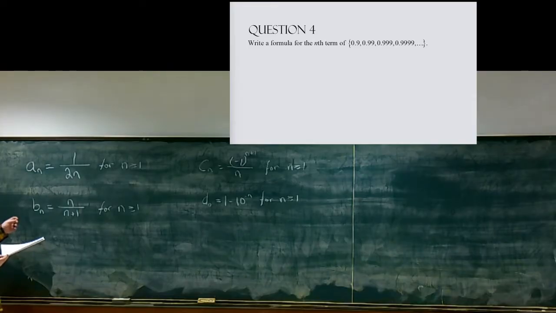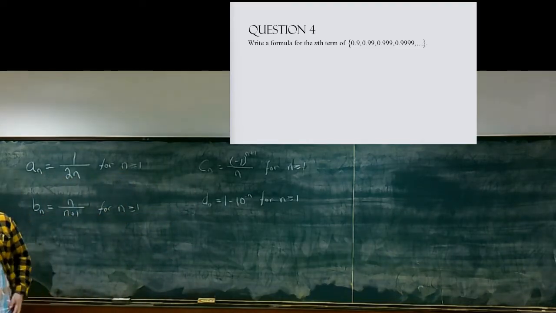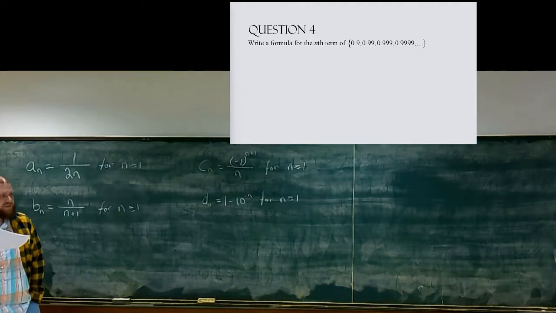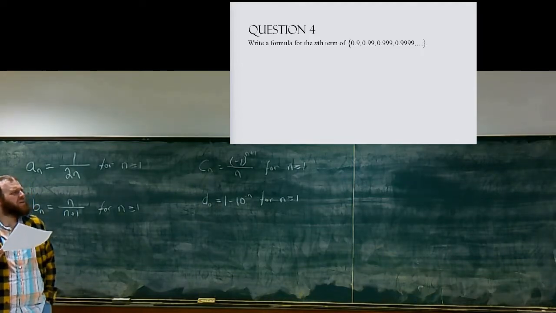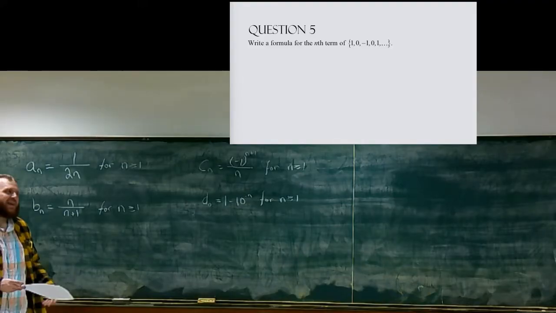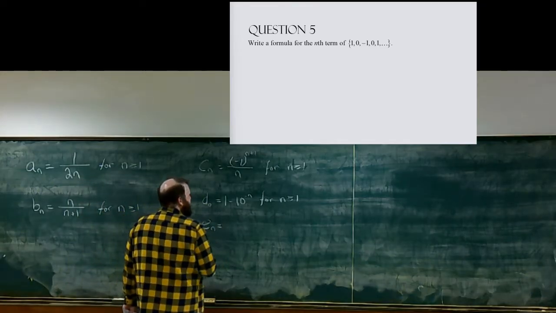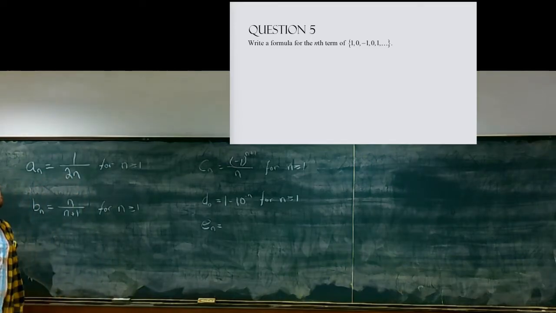So, we started off easy. Even that was easy. Okay, now we're starting to get patterns that are a little bit harder to see. Let's go with -1, 0, -1, 0, 1, and so on and so forth. This is interesting.